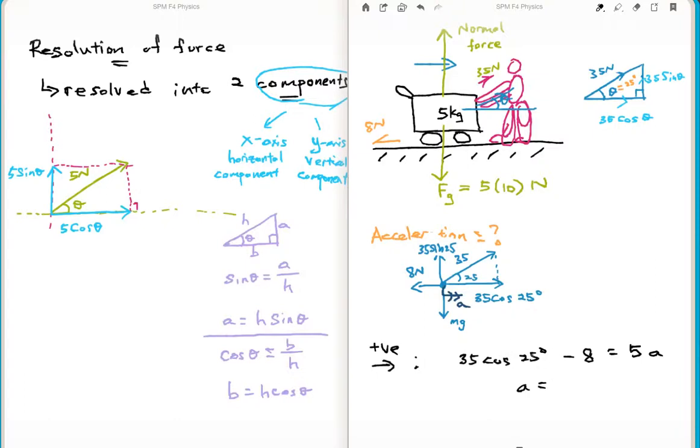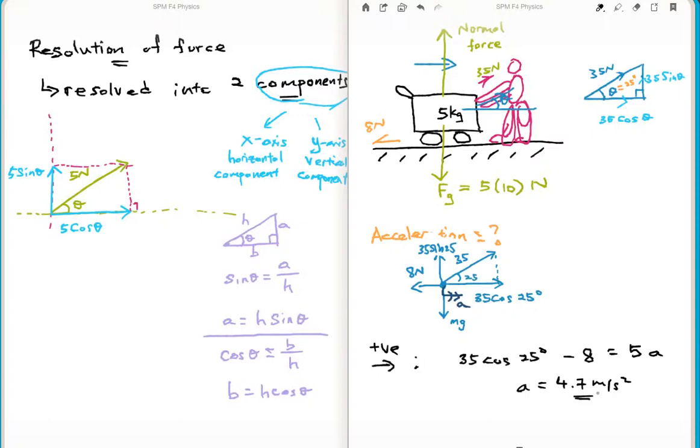Make sure, if you're new to your calculator, that you can see a degree. Make sure the cos is in degrees. How do you do that? You change the mode. Make sure it's D, okay? 35 cos 25 minus 8, then divide by 5. The answer should be 4.7 meters per second squared. Right? So, free body diagram.